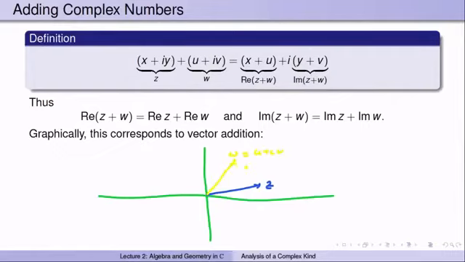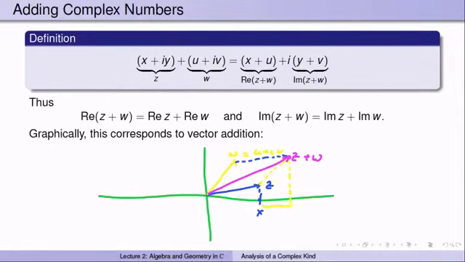If we wanted to add these two vectors, all we would have to do is move the beginning of w to the end of z, and complete this parallelogram that you can see right here. The diagonal vector in the middle corresponds to the vector z plus w. So this point right here is z plus w, and what we've done there is we have indeed added the x of z and the u of w.